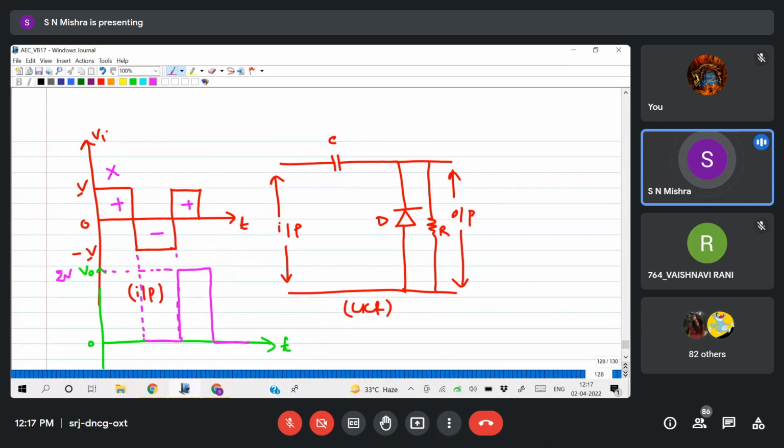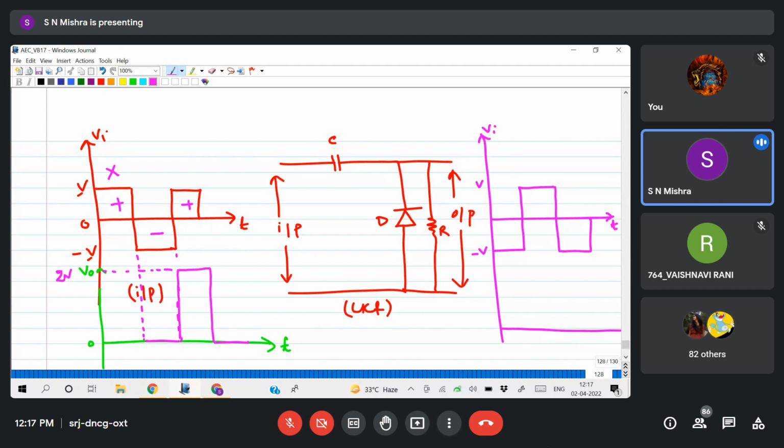Now, if the question will be like this, listen carefully. If the input will be like this, V minus V, then your output will be first 0 up to this, because there is no positive half cycle at the start. So we will not skip the first half cycle. We will consider negative half cycle, then 2V, like this. Are you getting my point? What I am trying to explain here?